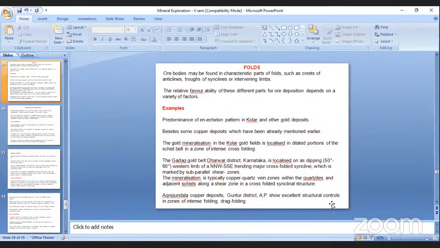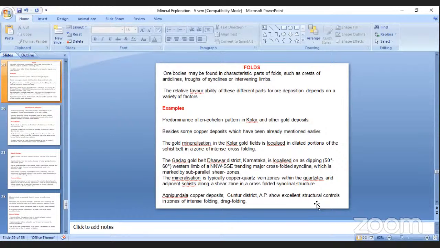And the folds. Sometimes ore bodies can be found in parts of folds, such as crests of anticlines, troughs of synclines, and intersecting limbs. These parts are favorable for the deposition of ore and depend on local factors.